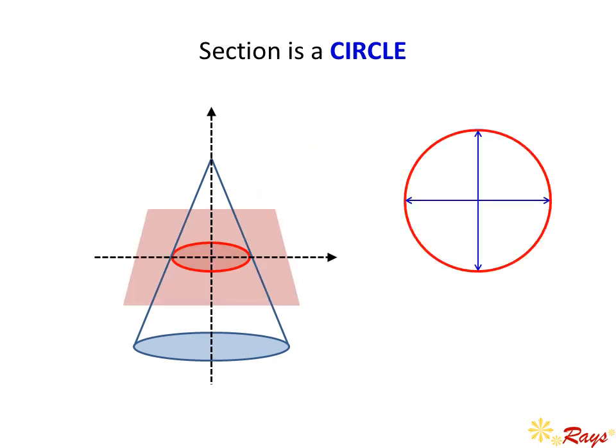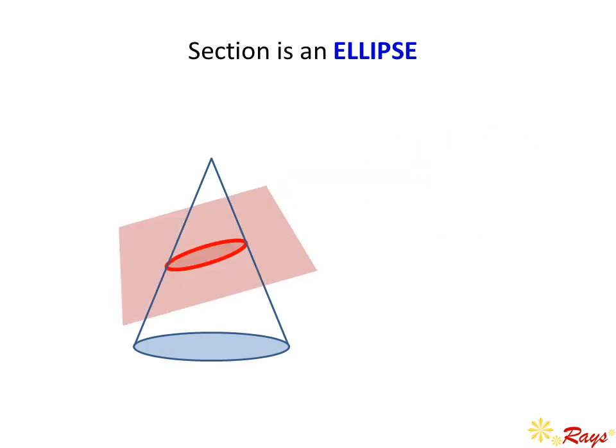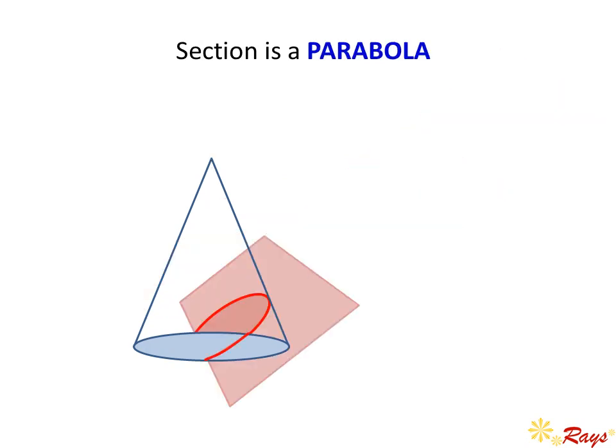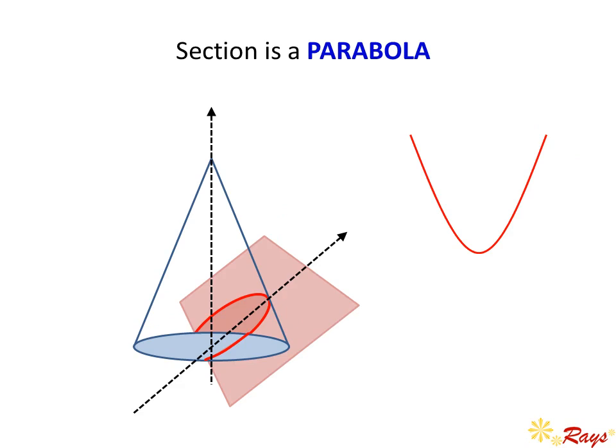The section here is a circle. Next, we will look at an ellipse. This section is an ellipse. Next, we will look at parabola. This section is a parabola.